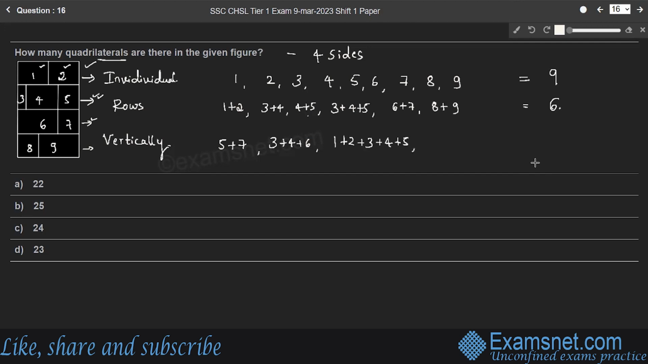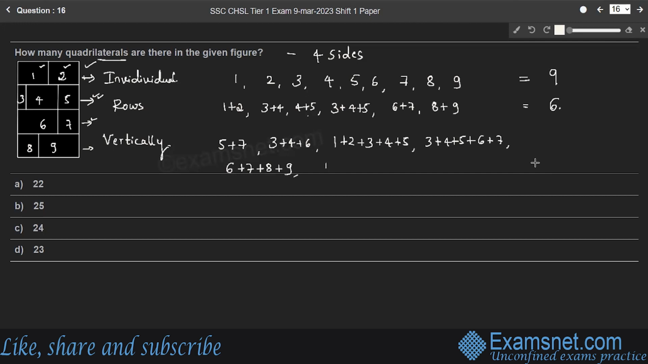Right? And the second and third row: 3, 4, 5, 6, 7. Next, third and fourth row: 6, 7, 8, 9. Right? Now consider the first 3 rows.